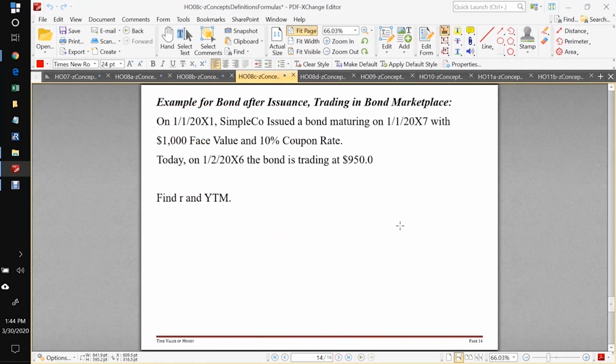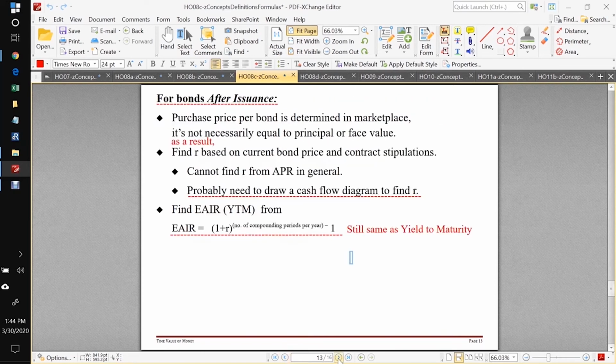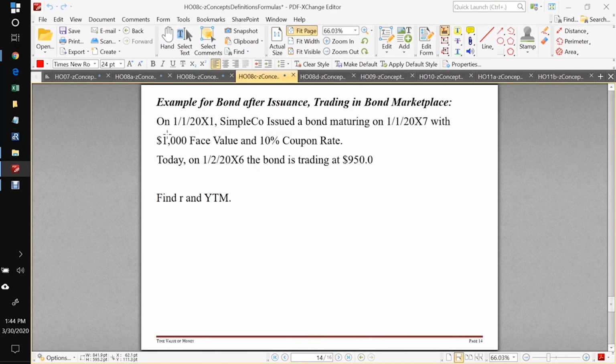We looked at a couple of examples, but I think this is worth repeating here just to really hammer home how we have to think of things after issuance with bonds. So let's look at this one. On 1/12X1, Simple Company issued a bond maturing on 1/12X7. Okay, so that'll be 6 years later, with a $1,000 face value and a 10% coupon rate. Okay, so today it's 12X6. So they've just made a coupon payment and the bond is trading at 950. Let's find the native R and the YTM, and remember the YTM is just equal to the EAIR.